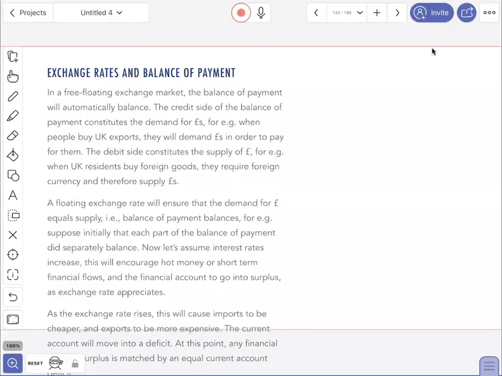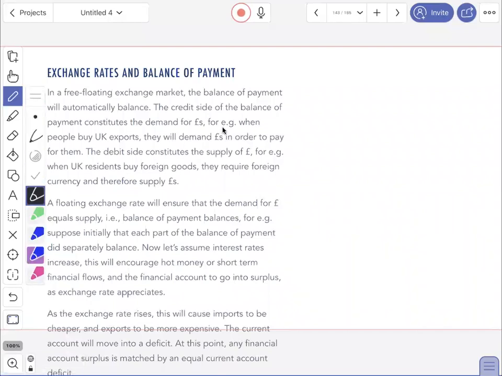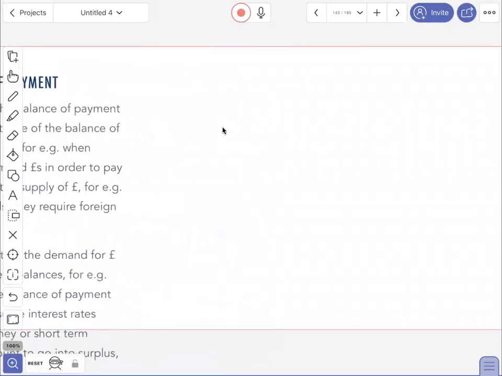So today's discussion is about how exchange rate and balance of payment are interlinked. The link between the exchange rate and the balance of payment, especially when the exchange rate is free floating. Remember, in a free floating exchange rate, we saw that the exchange rate is determined through the market forces of demand and supply.